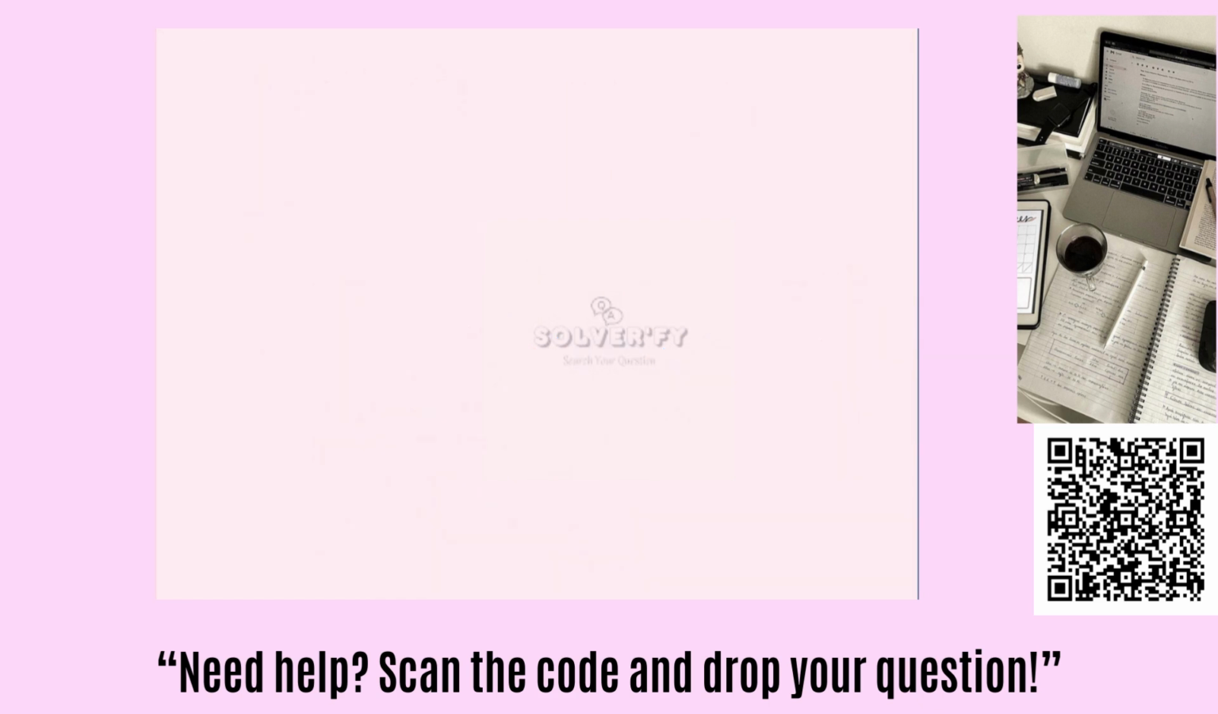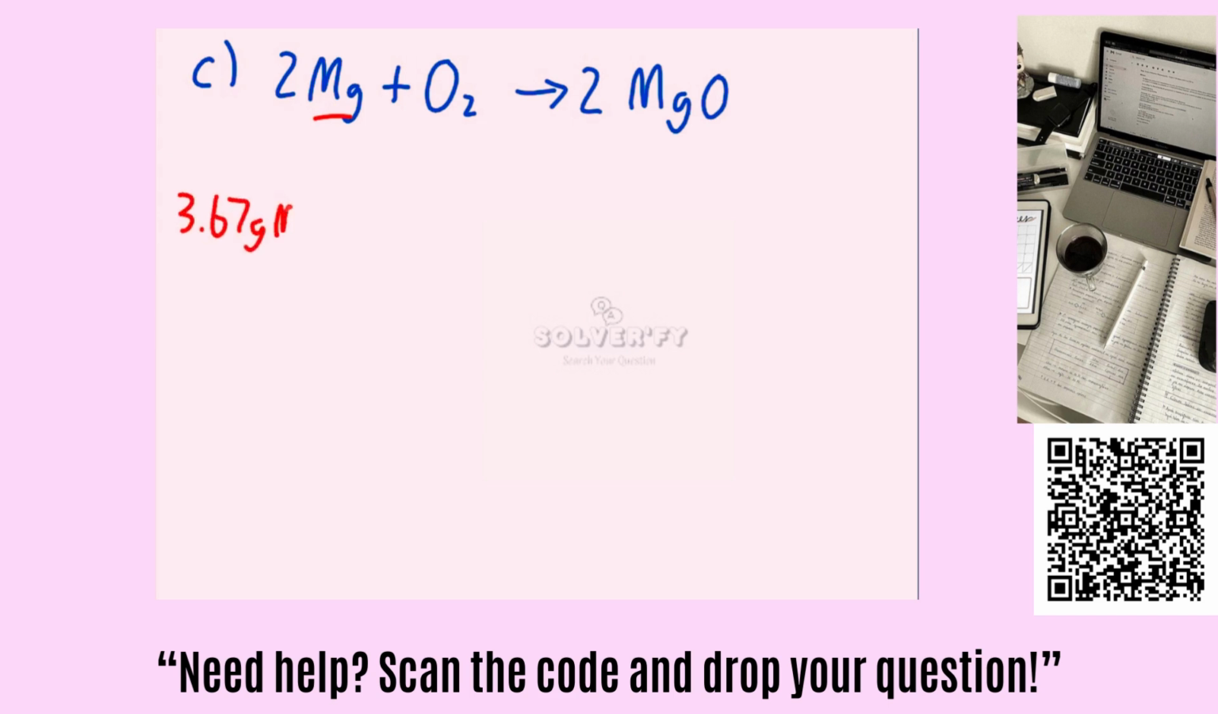Let's look at part C. On part C, again we have a synthesis reaction, but this time we don't have a 1 to 1 mole ratio. We have 2 moles of magnesium react with a mole of oxygen to form 2 moles of magnesium oxide. Once again, we're assuming that our reactant on the left is limiting and the other one is excess. So let's begin. We begin again with 3.67 grams of magnesium. Let's convert this to moles. According to the periodic table, there are 24.3 grams of magnesium in a mole of magnesium.